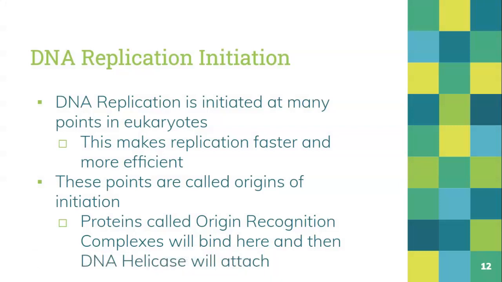Now let's talk about how this actually starts. So DNA replication in eukaryotes, which is what you are, right? You're a eukaryote, you have a nucleus, is initiated at many, many points in eukaryotes. So it just makes it faster and more efficient. These are called origins of initiation. So that makes sense, right? Because an origin is the beginning, so the beginning of the initiation of DNA replication. So there are proteins that will bind at these origins of initiation, and then DNA helicase will attach, and that's how you're able to actually start the whole process.